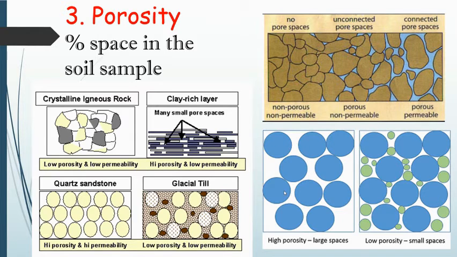So we'll see different soil types tend to have different porosities and permeabilities. Igneous rock is neither porous nor permeable. Same way, glacial material is neither porous nor permeable. Quartz sandstone tends to be porous and permeable.